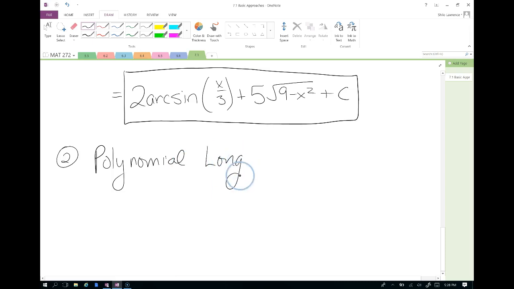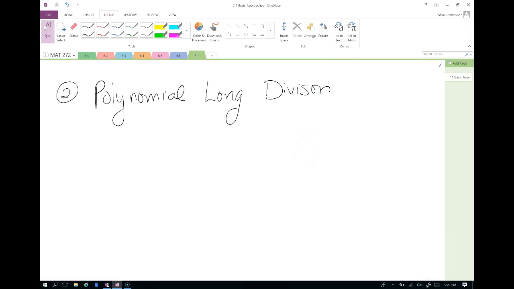Which you probably have not done in quite a while, depending on how long ago you took pre-calculus algebra. So again, to start with, we're not going to look at an integration problem, but why we might want to do this is if we were asked to integrate x squared plus 12x minus 2 over x plus 1.